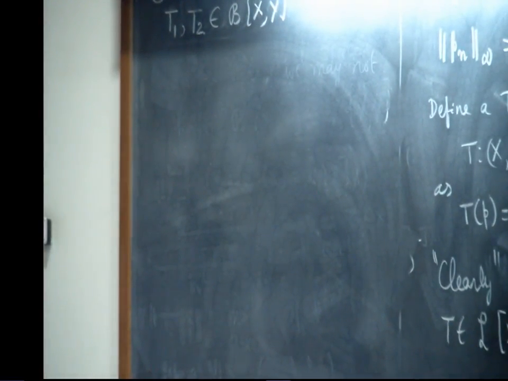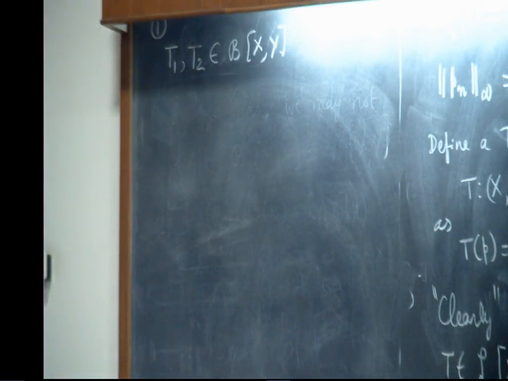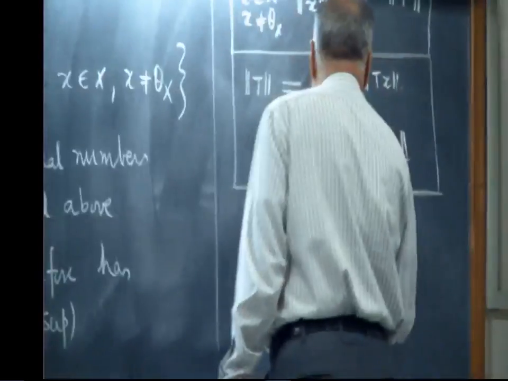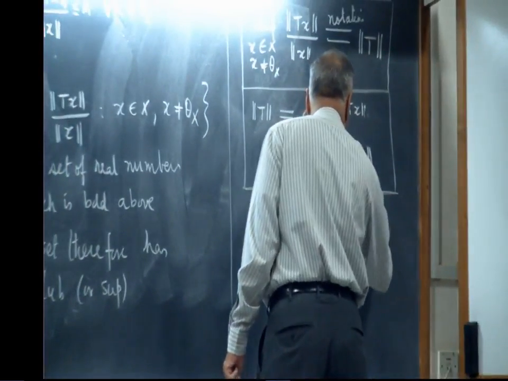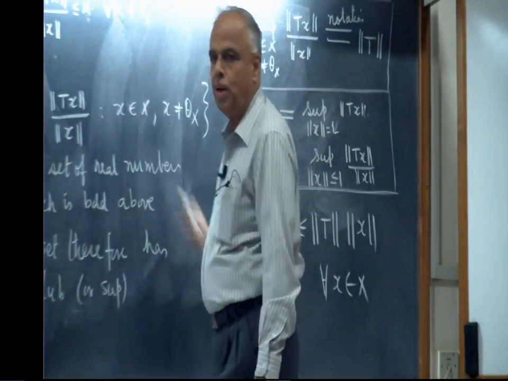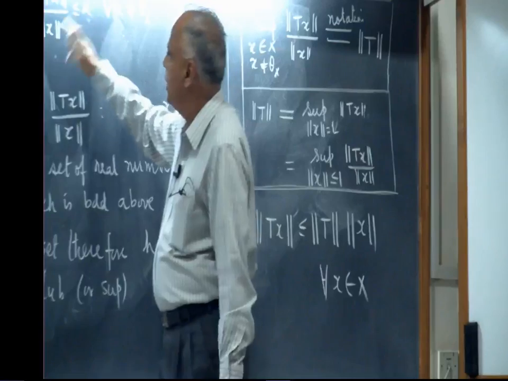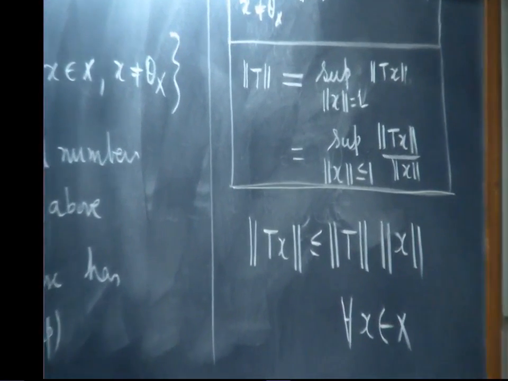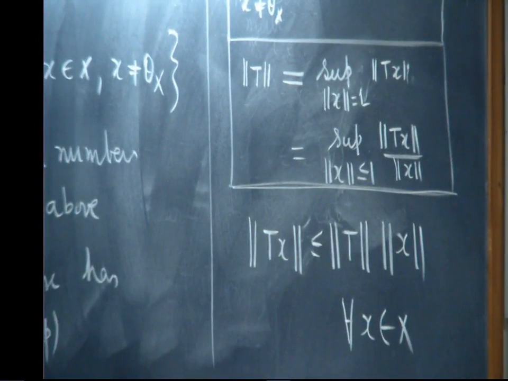What can we write here? Norm Tx from now on can be written as norm T into norm x for every x in X, because that is the smallest bound we can think of. Put that there and multiply it. That ratio's maximum value is norm T, so therefore that follows. We have done it for x not equal to 0, but if x is equal to 0, it is obvious.